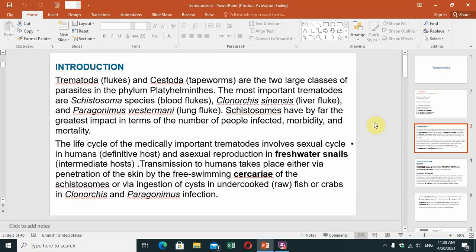عادة the infection pathway to the human is by the larva which penetrates the skin of the human، واللارفا نسميها السركاريا في حالة الشستوسوما، أو تكون الإصابة عن طريق السيست by ingestion of the cyst with undercooked raw fish or crabs في حالة السبيشيز Clonorchis and Paragonimus infection.